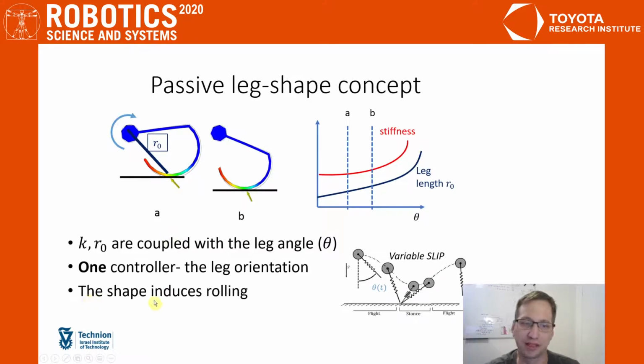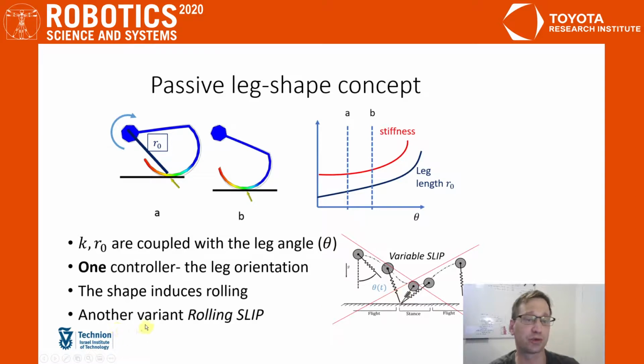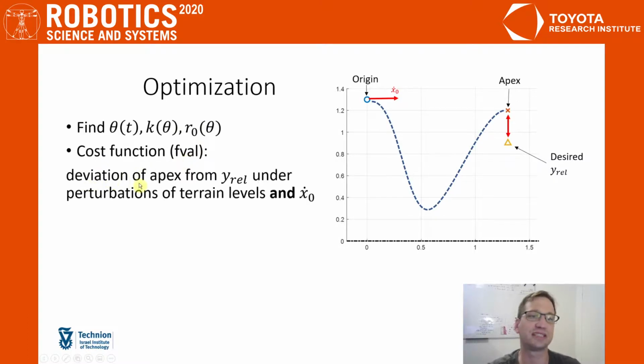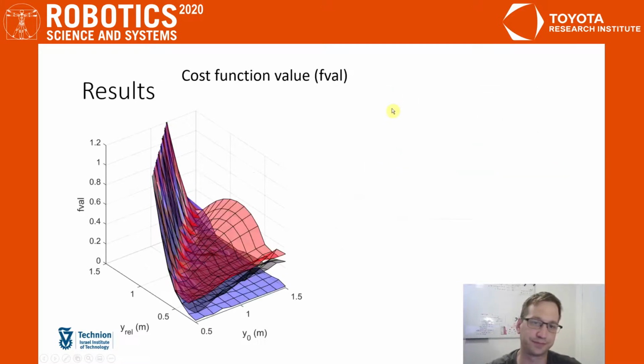One note should be made that the shape induces rolling here, so we can no longer use the variable SLIP model, but we need to tweak another model, which we call a rolling SLIP, which will include the rolling motion. So, in fact, we have made an optimization problem to find the controller and the coupled parameters. The cost function, or the f-val, is defined as the deviation of apex from the desired y relative when we perturb both the terrain and the initial horizontal velocities.